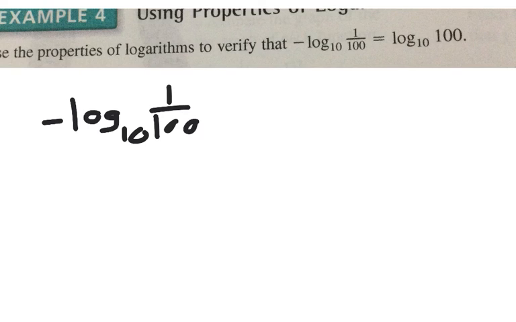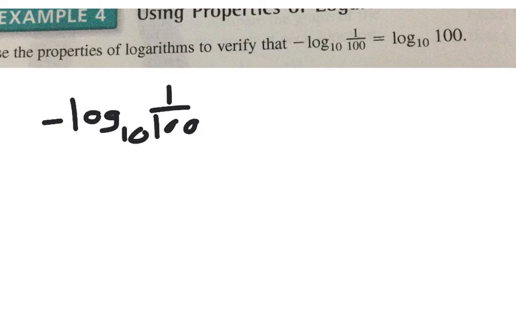Okay, so what are some things we noticed that we need to do to make it look like the right side? Well, I need to get rid of this fraction in the argument. Right? This is kind of pointless. So how can I rewrite this so it's no longer a fraction? The reciprocal multiplied by the reciprocal.